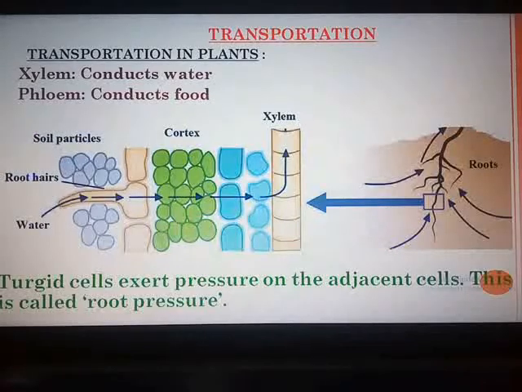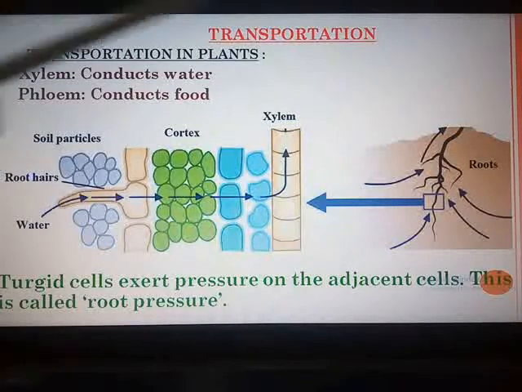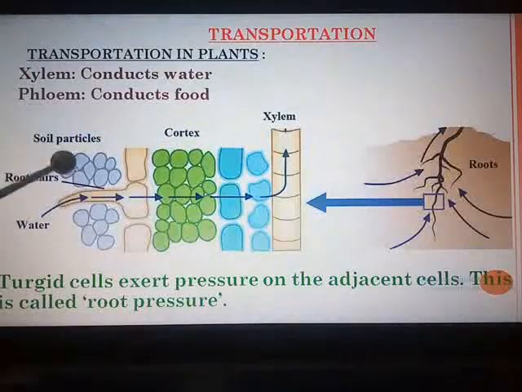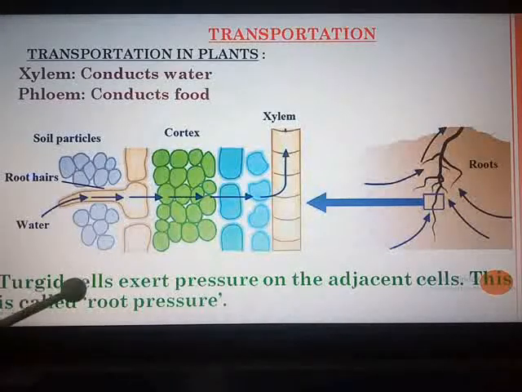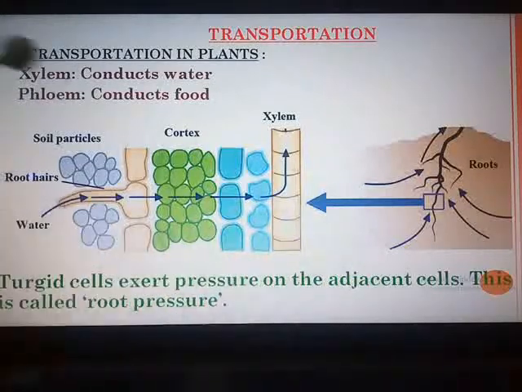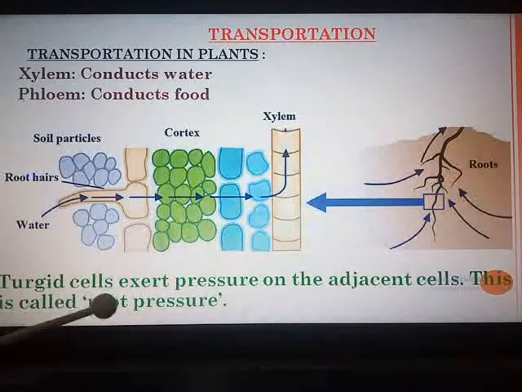So root cells are in contact with water and minerals of the soil. You can see here, water and minerals enter the cells on the root surface due to the differences in their concentration. As a result of this, these cells become very turgid. What do you mean by turgid? The state formed due to the uptake of water. Now these turgid cells exert pressure on the adjacent cells, which is called root pressure.